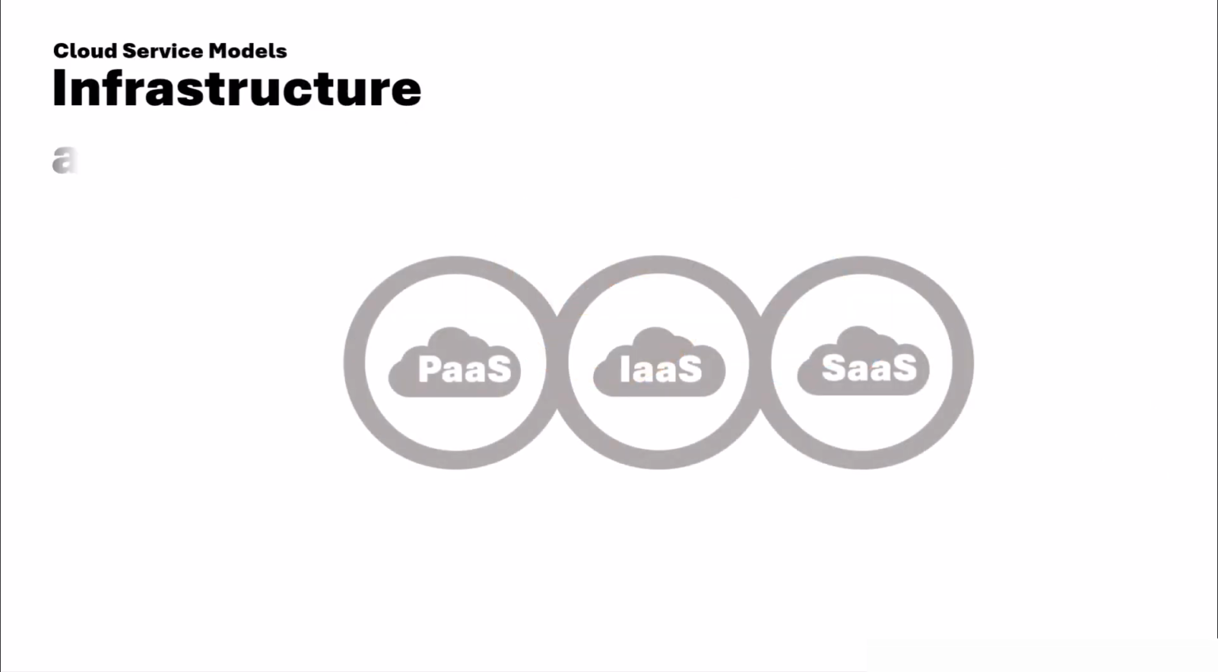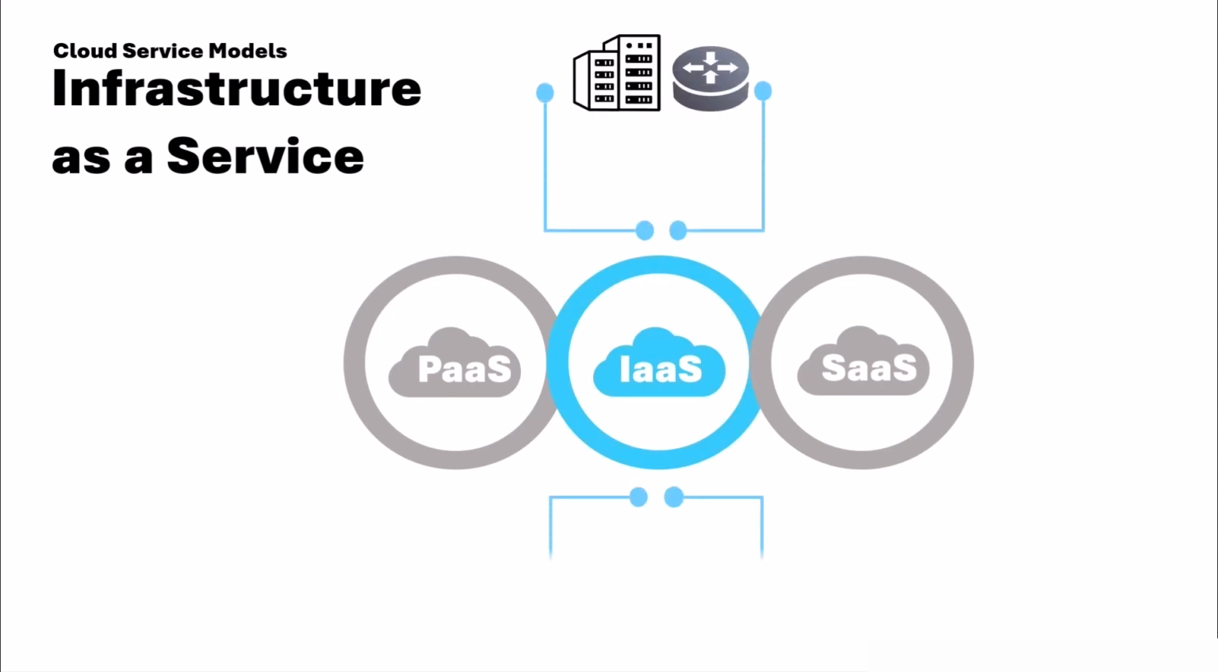The first model is infrastructure as a service. It's a collection of highly scalable and automated compute resources. Infrastructure as a service allows businesses to access and monitor computing, networking, storage, and more on demand, eliminating the need to invest in hardware upfront.